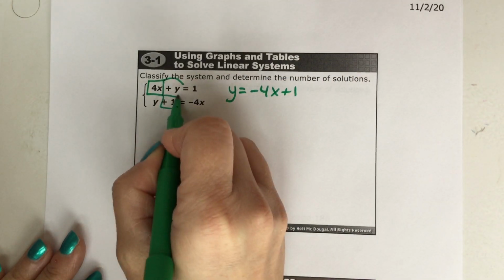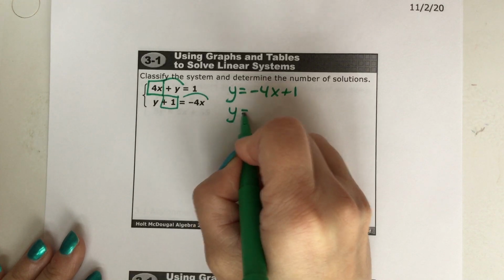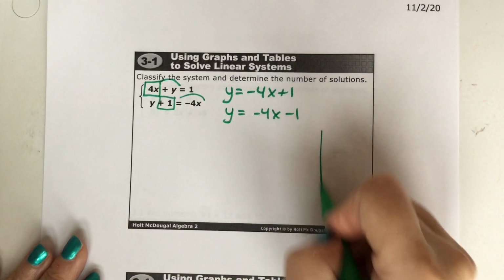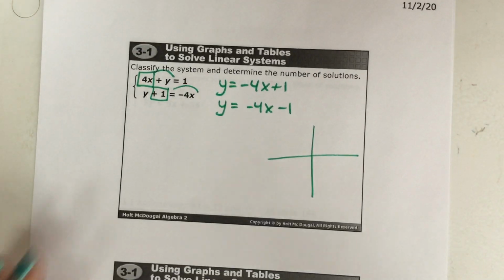If I want y by itself, I'm going to go ahead and minus 1. Y equals negative 4x minus 1. Okay, now I like to go ahead and visualize this. I'm a visual learner. I need to sketch this out.